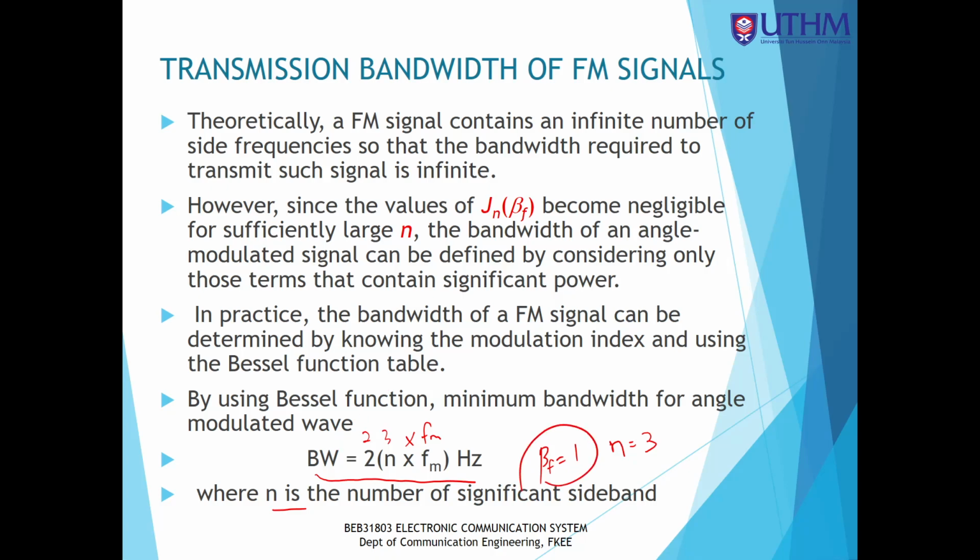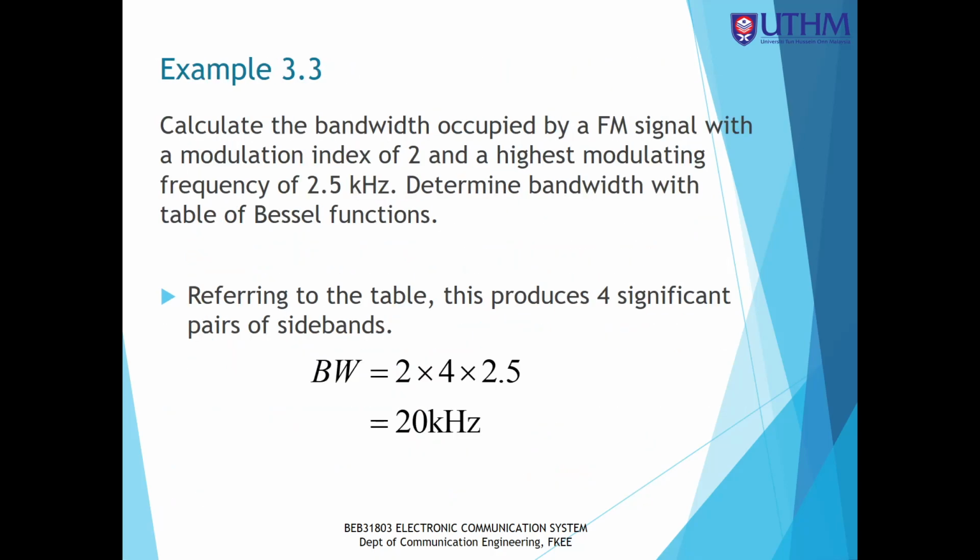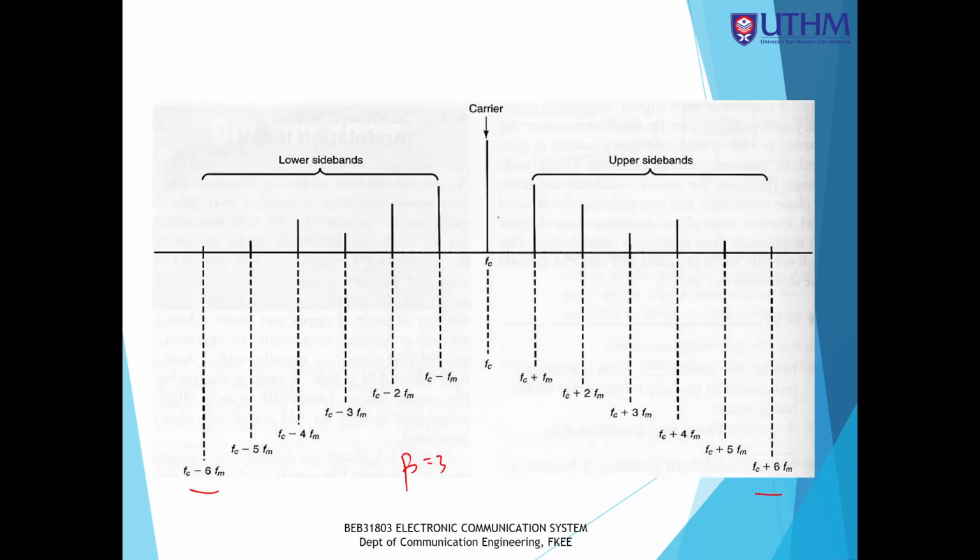Okay, so we're gonna see an example. Calculate the bandwidth occupied by an FM signal with a modulation index of 2. So beta f is equal to 2, and the highest modulating signal frequency is 2.5 kilohertz. Okay, so determine the bandwidth. We need to look into the table for beta f equal to 2.